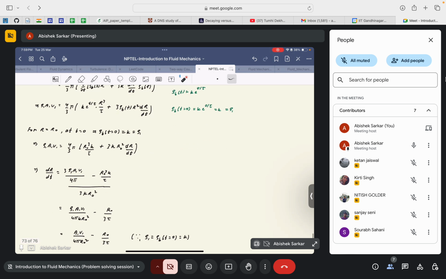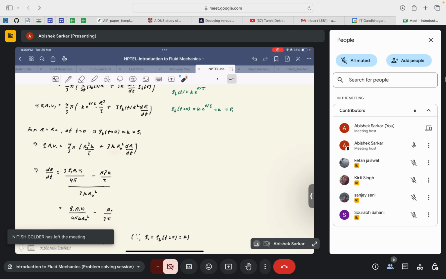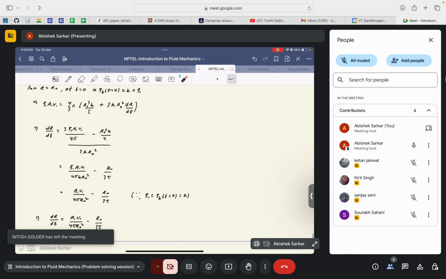Now dr/dt, if we simplify this a bit further, multiply by 3 over 4π: it will be ρ A₁ V₁ minus r₀³ k by τ, and divide by this one. It's very simple, I'm just writing it extensively. Then dr/dt would be equal to ρ A₁ V₁ by 4π k r₀² minus r₀ by 3τ. We know that k is equal to ρ₁, so dr/dt is equal to A₁ V₁ by 4π r₀² minus r₀ by 3τ. So this is your final answer.